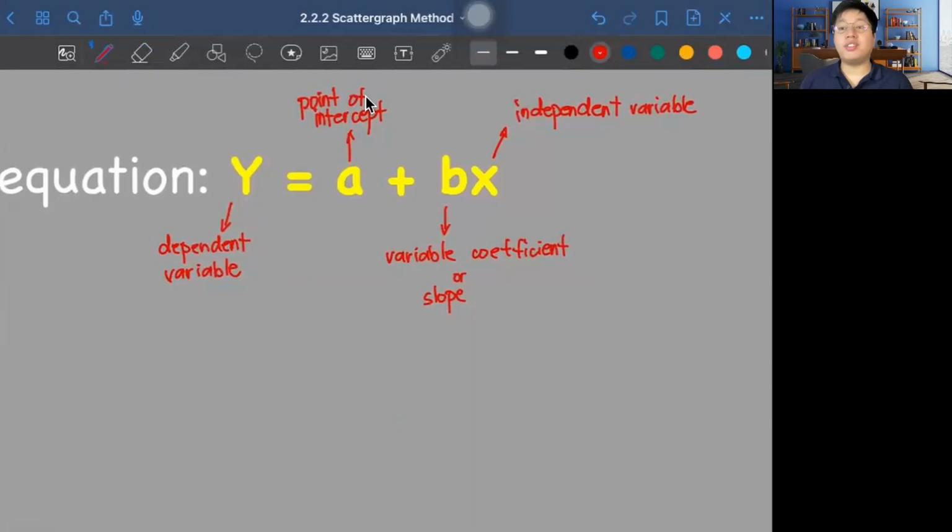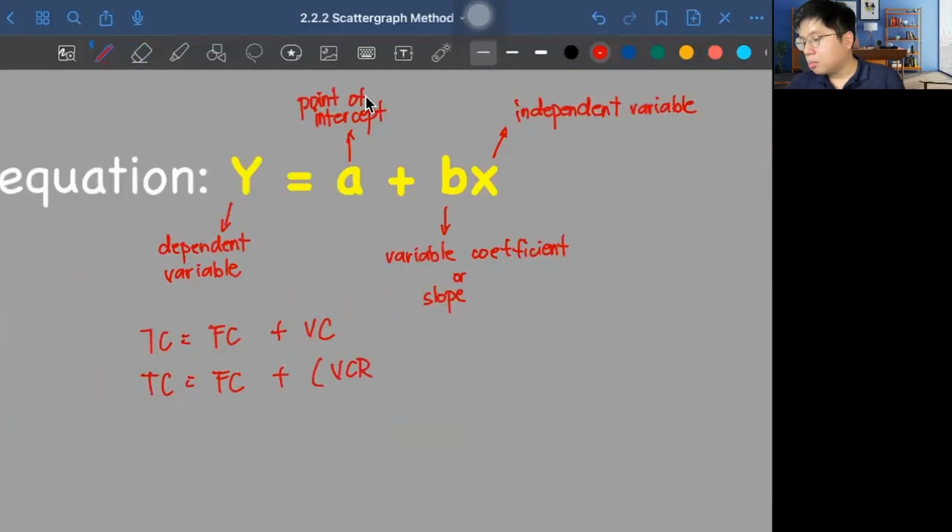This equation is a perfect resemblance of the total cost. If you recall our previous discussion, the total cost is the summation of the fixed cost plus the variable cost, wherein the total cost is also equal to the total fixed cost plus the variable cost rate multiplied by units sold. If we translate it to the equation, our total cost is the y, a is the total fixed cost, and b multiplied by x is our total variable cost.